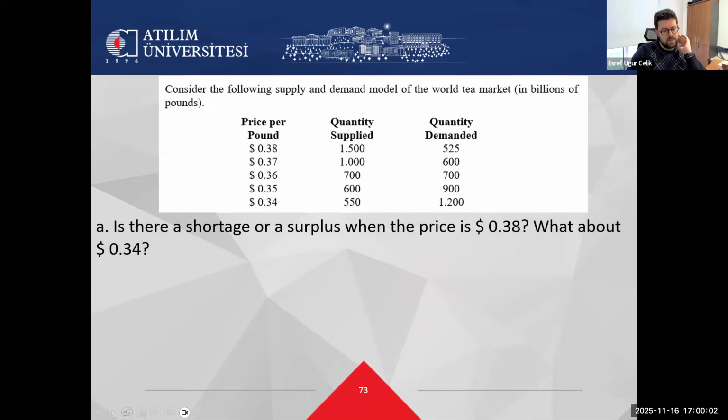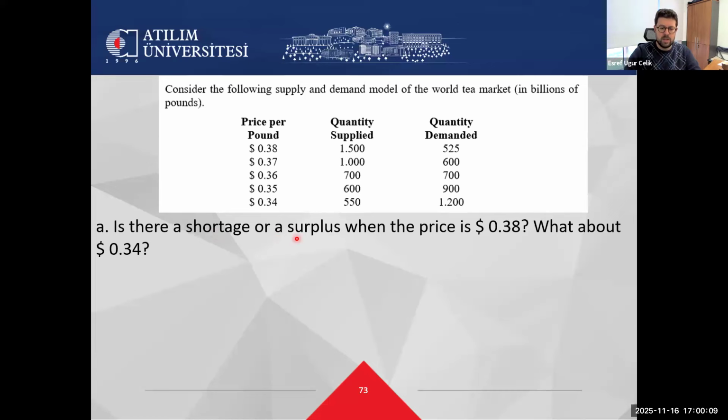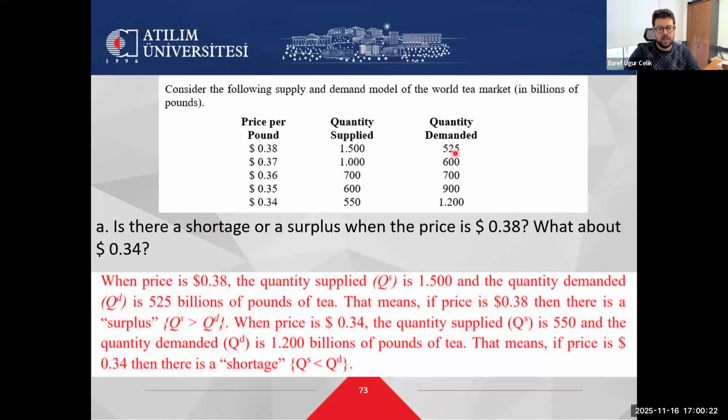For that part, also an easy question. Is there any shortage or surplus when price is 0.18? At 0.18, what do you see? Quantity supplied is more than quantity demanded, so surplus. For that one, they also asked about the other price. For that part, quantity demanded is greater than quantity supplied, so excess demand, or shortage.